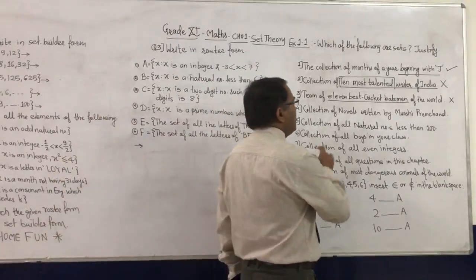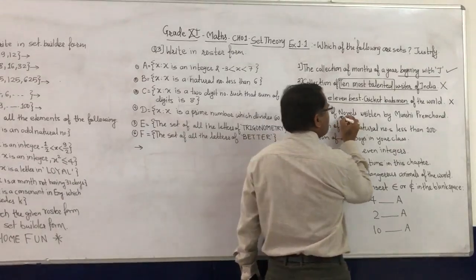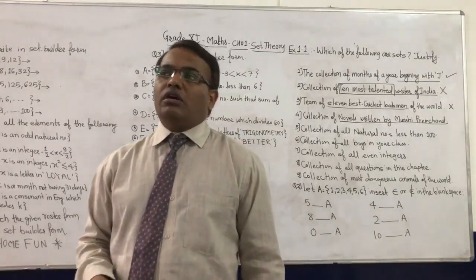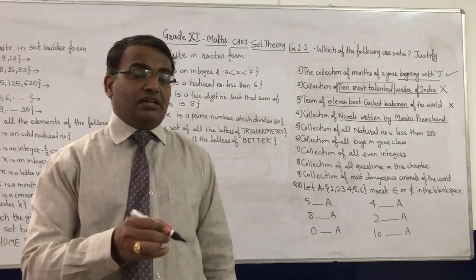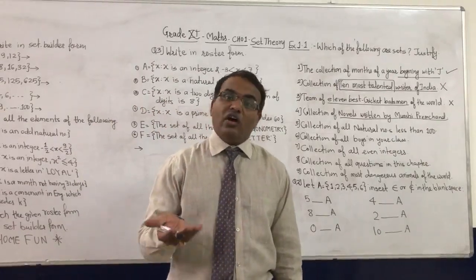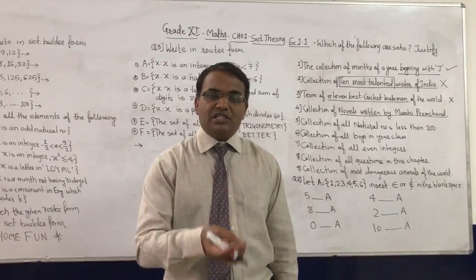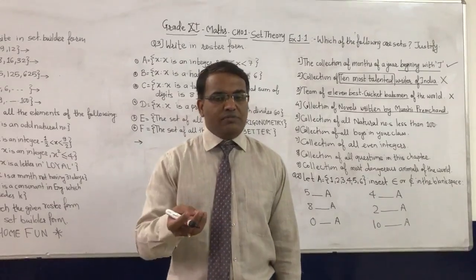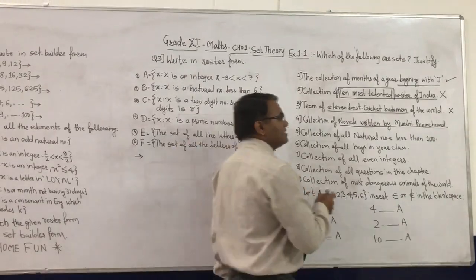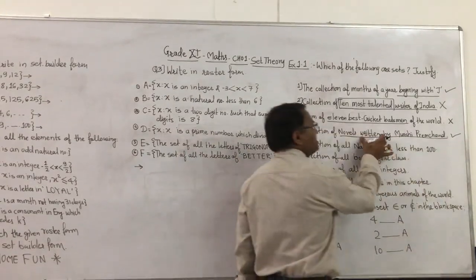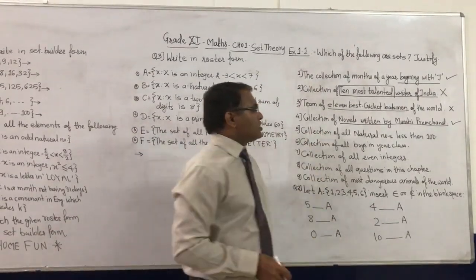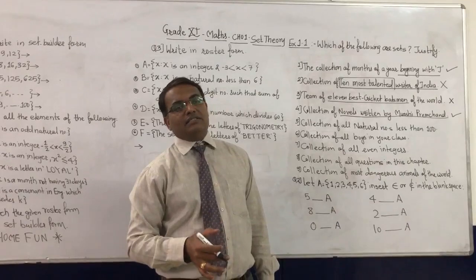Now the next one is: collection of novels written by Munshi Premchand. The novels which are written only by Munshi Premchand are obviously well defined, because only the novels written by Munshi Premchand will come. That's why it is a set, because it is well defined. Now the next is: collection of all the natural numbers less than 100.